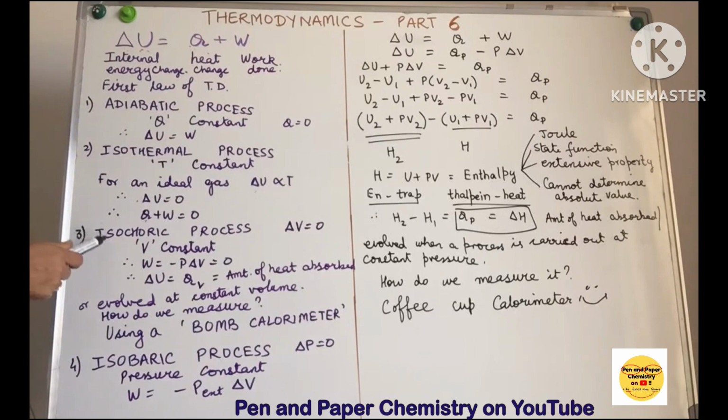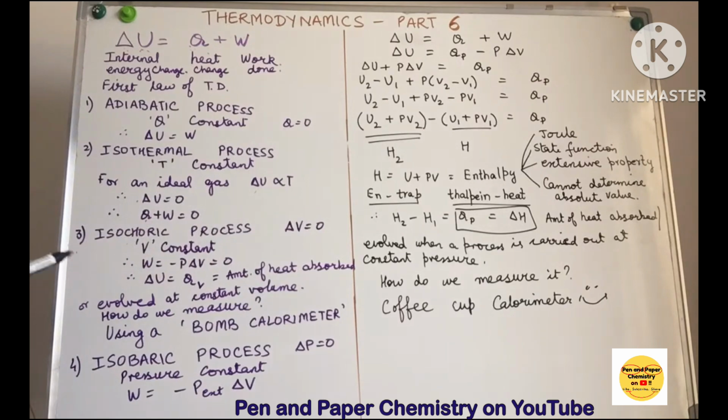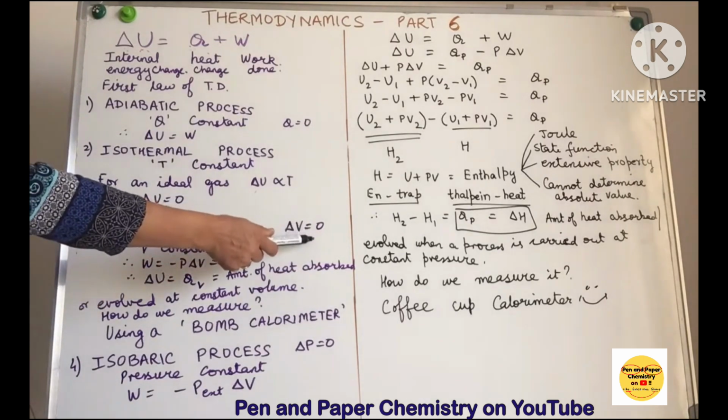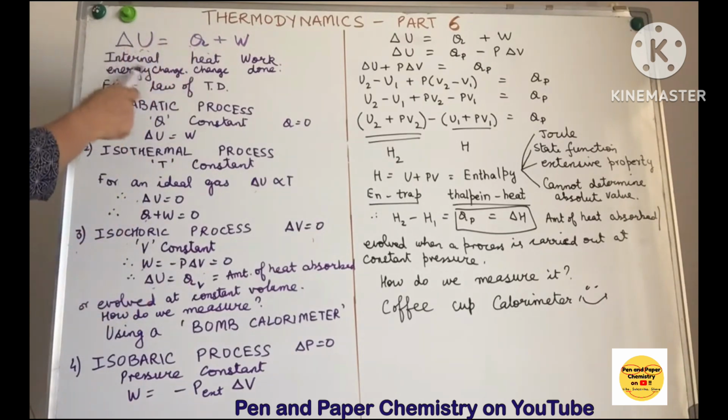Third possibility, isochoric process. Isochoric means when the volume remains constant, there is no change in the volume of the system. Delta V is equal to 0. We know that we had derived an expression for work done as minus P delta V. Now delta V here is 0 as there is no change in the volume. Hence delta U becomes simply equal to Q.